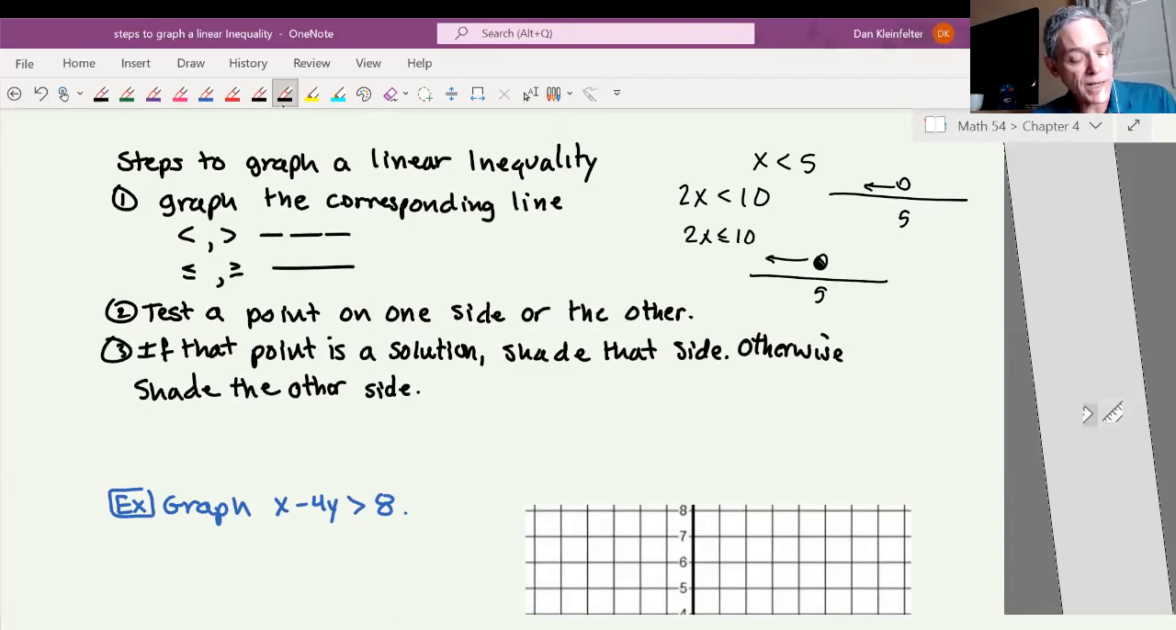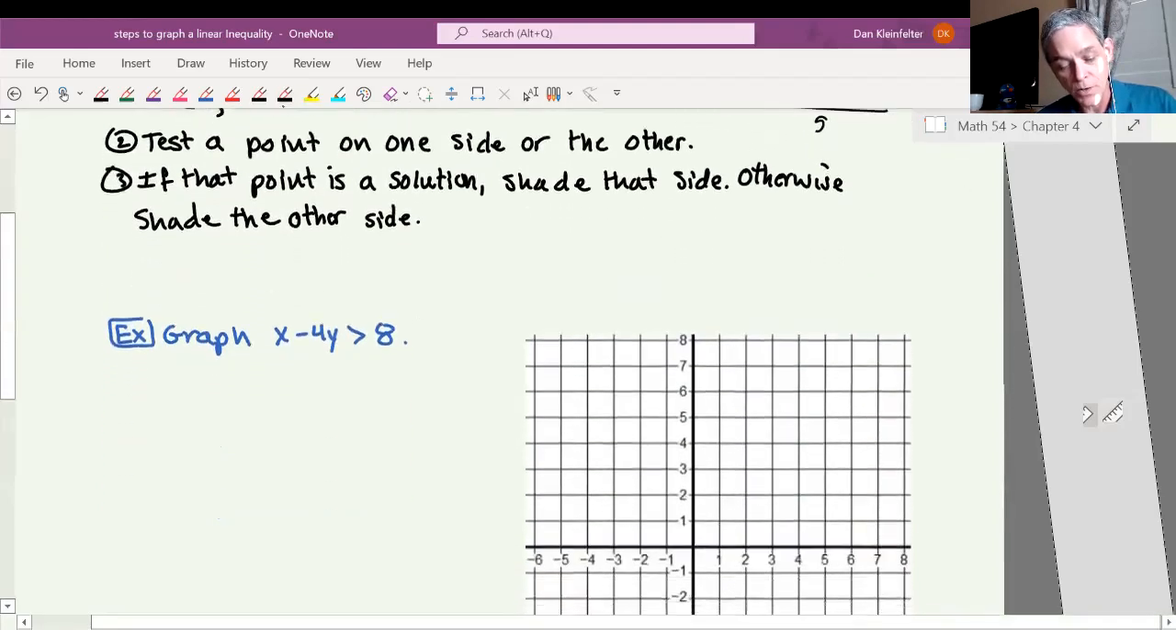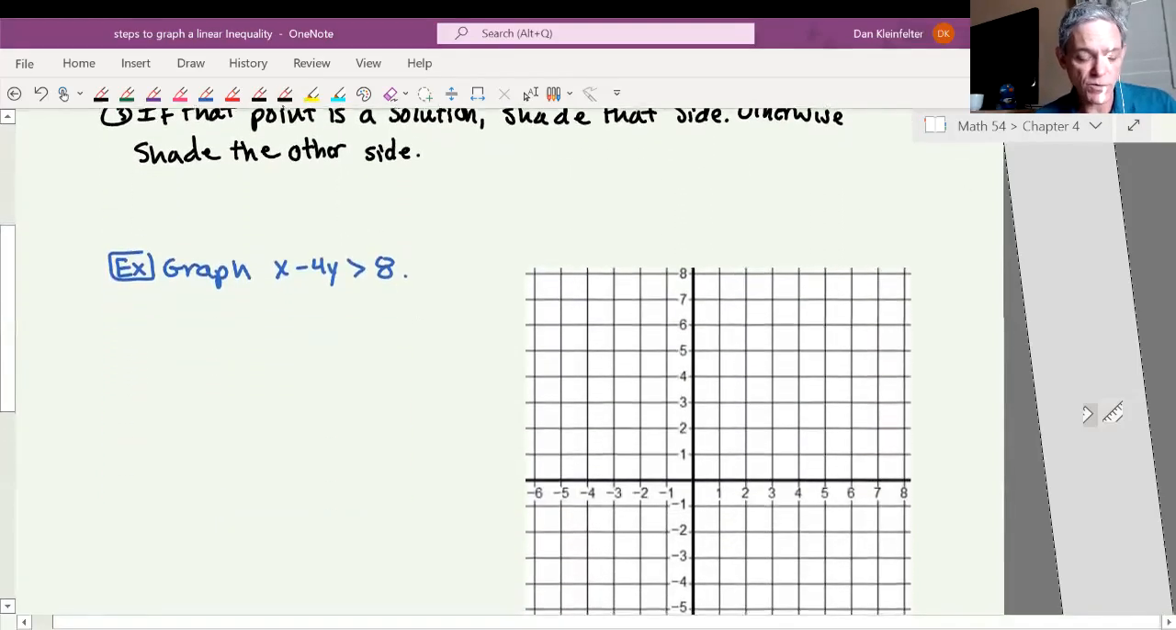Step 2, you test a point on one side or the other. If that point's a solution, shade that side, otherwise shade the other side. Okay, so that's it for the instruction. There's not a lot to it. We just need to try some examples.